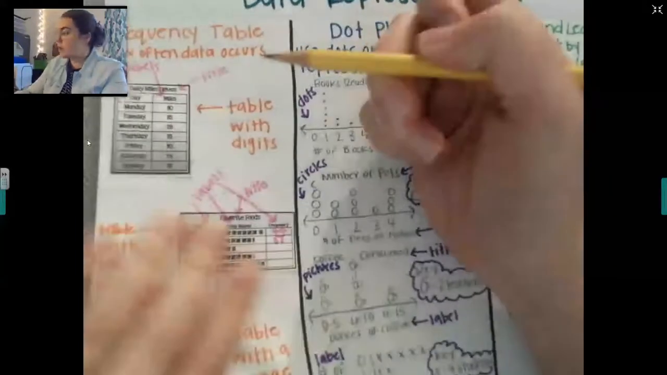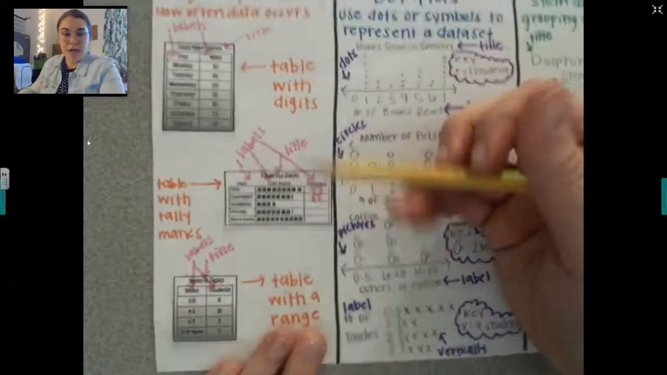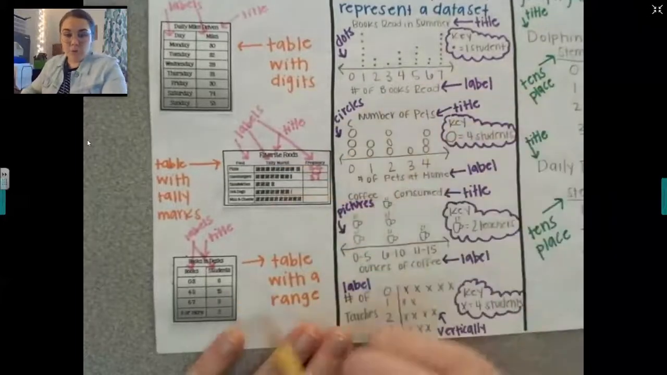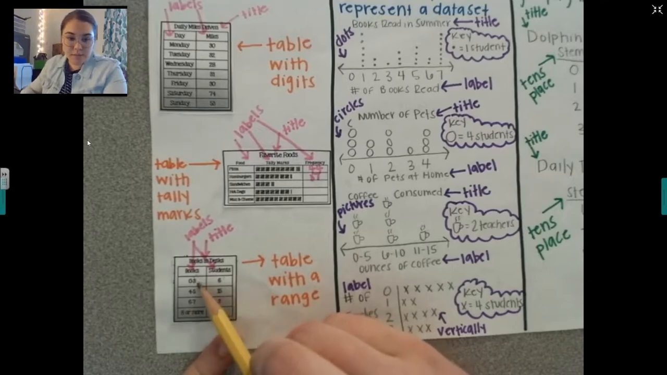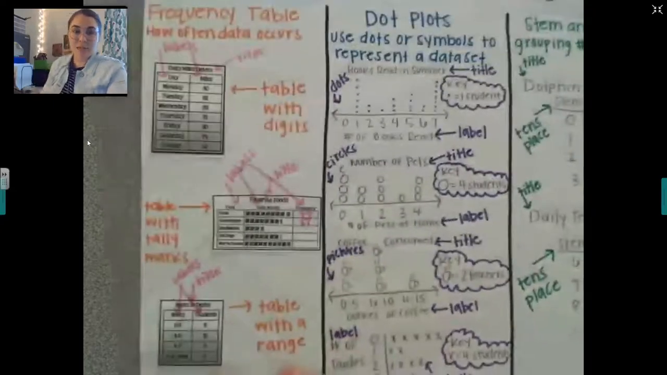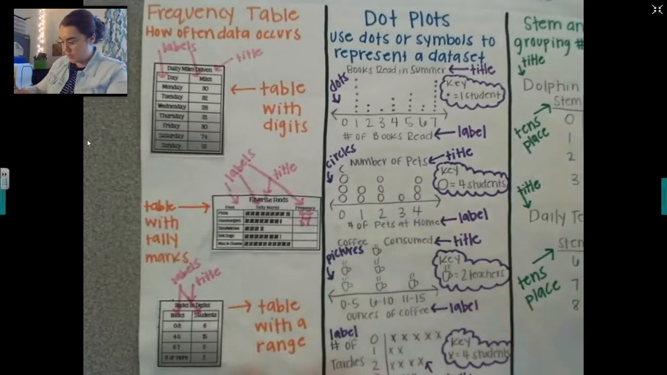So tally marks are marked like this, 1, 2, 3, 4, and the fifth one goes across in a slash. So you can actually count it by fives to count up those tally marks. And the last one is a range of numbers. So between 0 and 3 books. So 6 students read between 0 and 3 books. 15 students read between 4 and 5 books. So those just tell you how often data occurs.